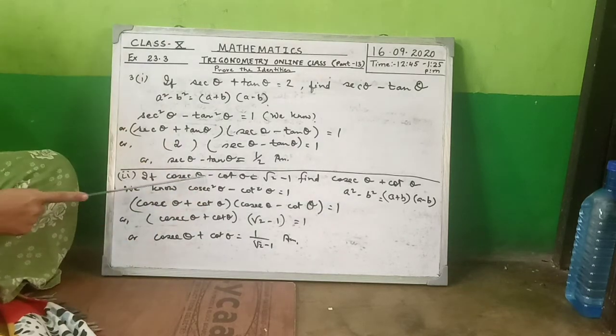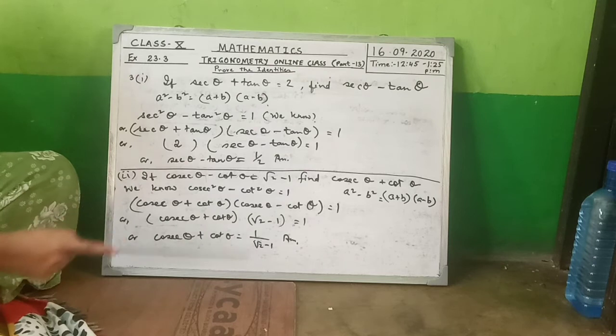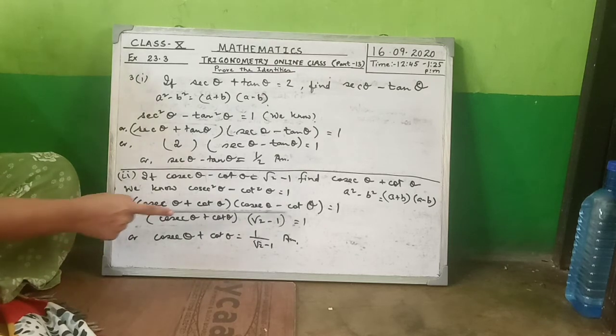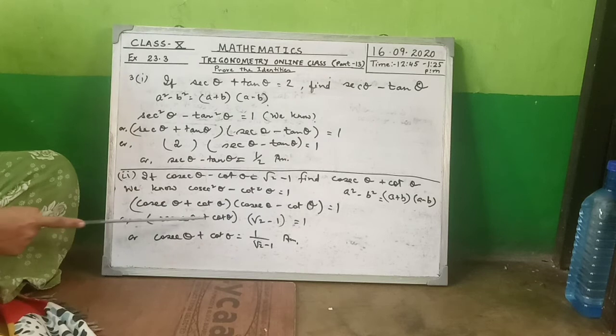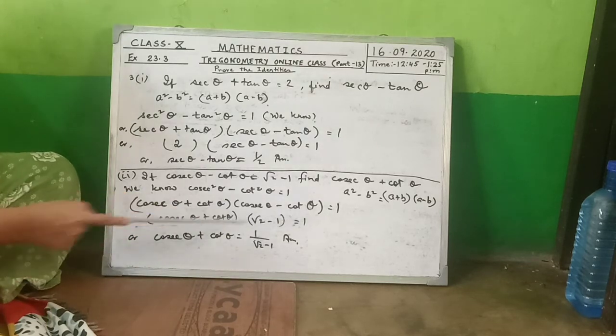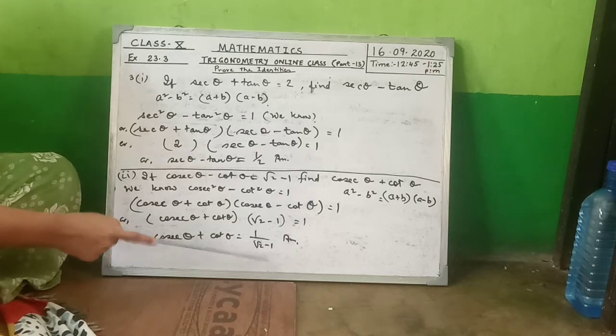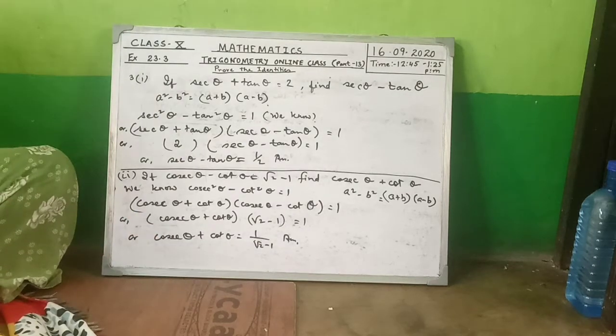We know cosec theta minus cot theta is equal to root 2 minus 1. So instead of cosec theta minus cot theta, we can write root 2 minus 1. Then what is cosec theta plus cot theta? Cosec theta plus cot theta is equal to 1 divided by root 2 minus 1. This is the answer. Alright. Next, coming to the next application.